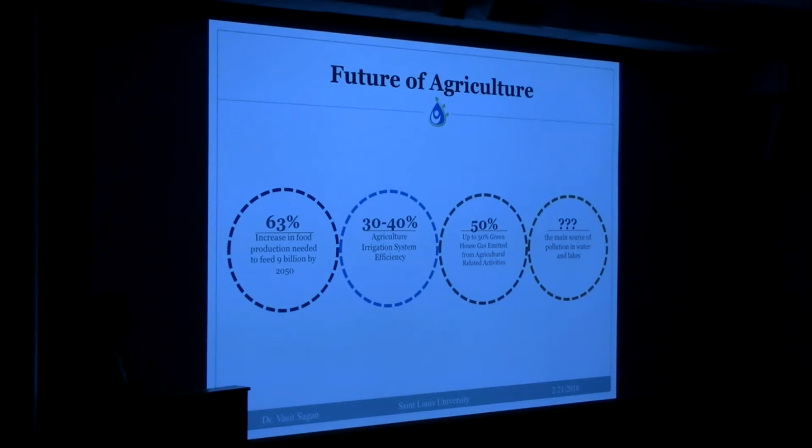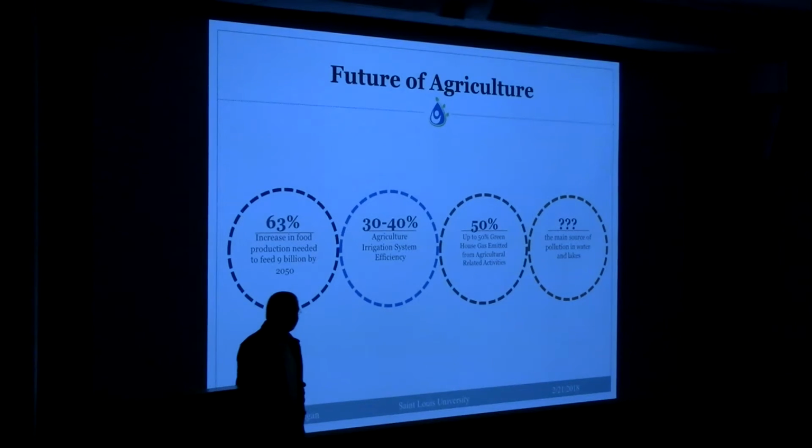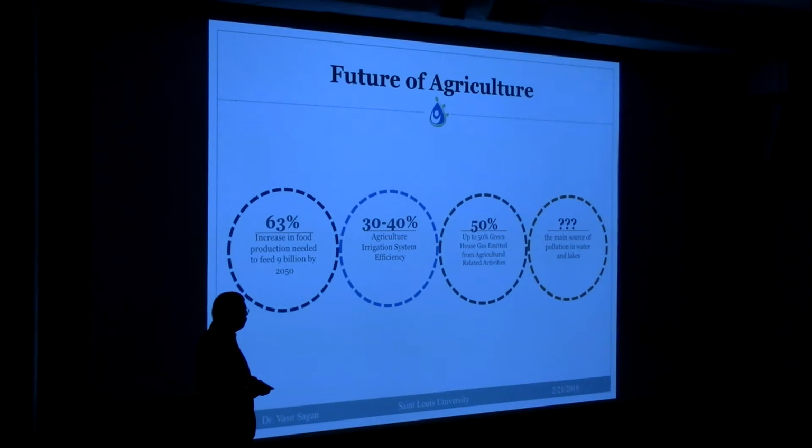And on the other hand, we have water issues. The current agricultural irrigation systems are less efficient, actually 30-40% efficient. That means we are wasting a lot of water on agriculture. And then 50% of greenhouse gas emissions are actually from agriculture. And are we sustainable or not? Do we keep growing corn, or can we switch to more sustainable crops that produce less greenhouse gas and need less water or irrigation?